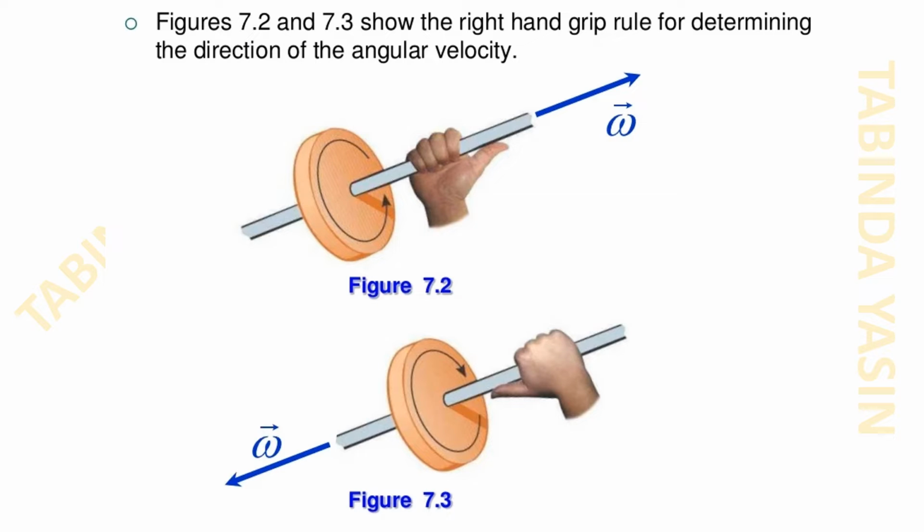These are the two figures that show the right hand grip rule for determining the direction of the angular velocity. The first shows the anti-clockwise rotation of the object. You can see by the right hand that the erected thumb shows the direction of angular velocity, and the curling of the fingers shows the direction of rotation of the object. And in the second figure you can see that the erected thumb is in the downward direction and the object is moving in a clockwise direction, and the curling of the fingers shows its rotation. So this means that the rotation is in the clockwise direction with a negative sign.